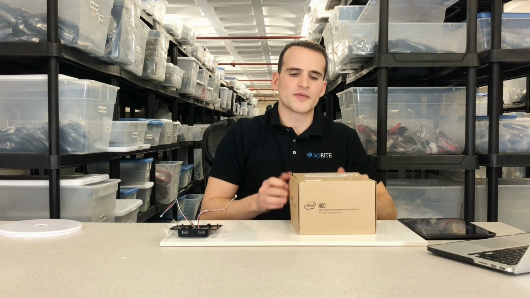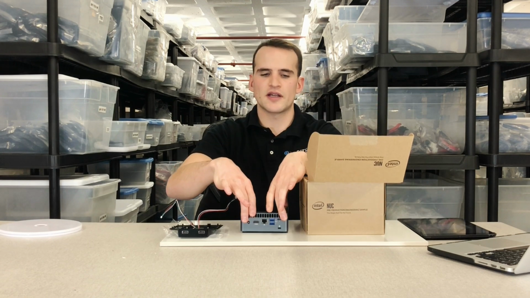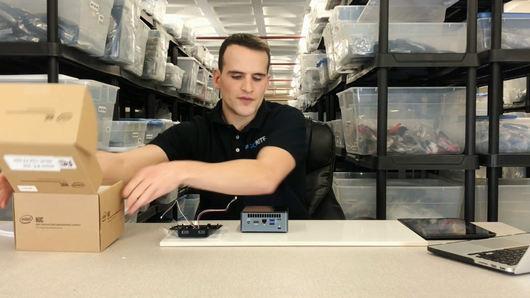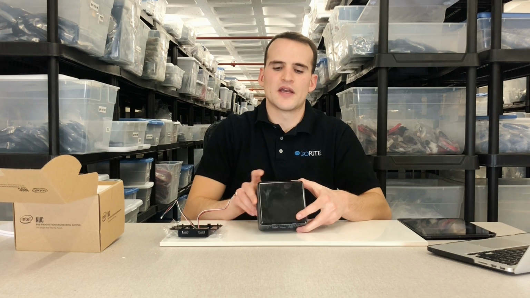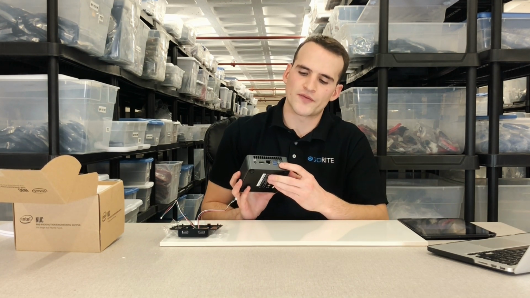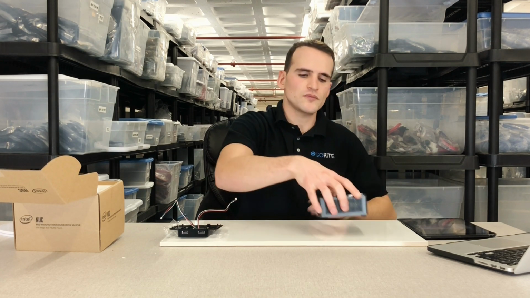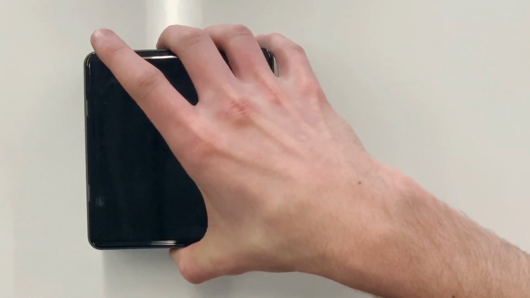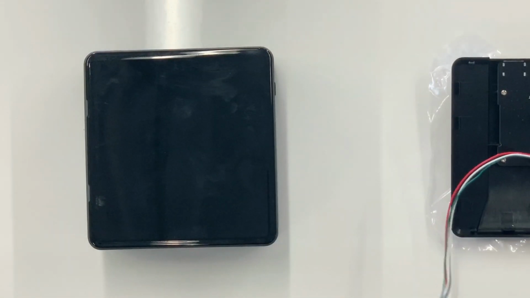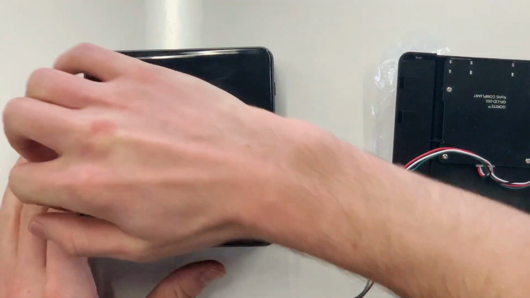So we're going to open up the 10th gen NUC from Intel. It's a sleek looking design. The NUC itself features a USB port on the back, two USB ports on the front, and an Ethernet and an HDMI port. So we are going to set this to our left and start the process of getting your GoRite lid on top of it.